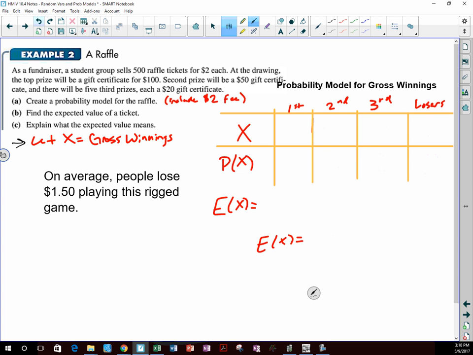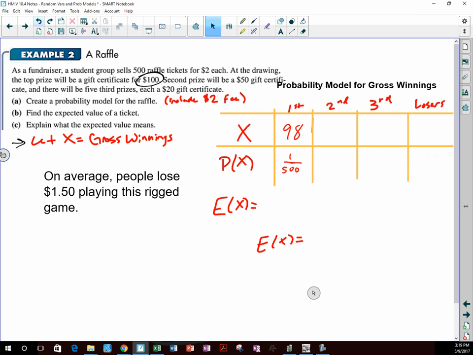But our X is the gross winnings that we're going to get given each of these cases. So if you are going to win first place, that means that you've won $100, but you've paid $2 for that raffle ticket. So we're saying that each person's bought one raffle ticket. So your gross winnings are going to be just $98.